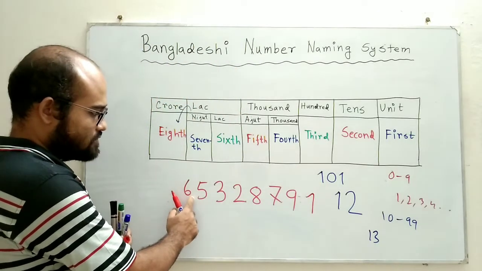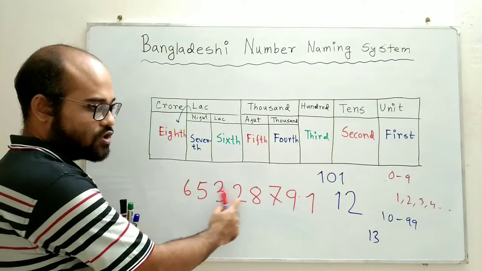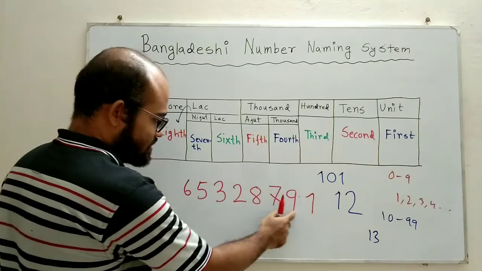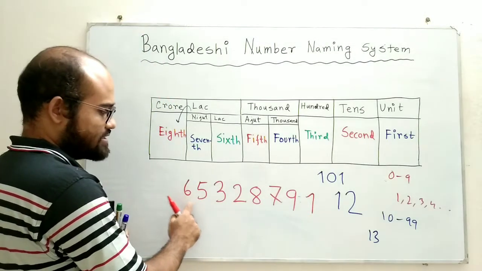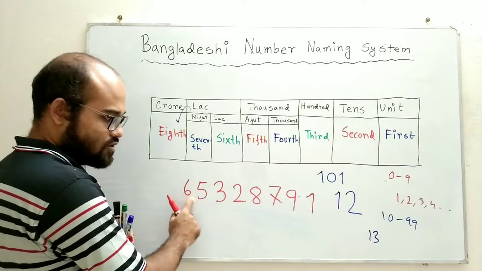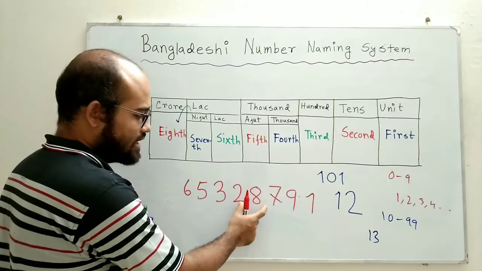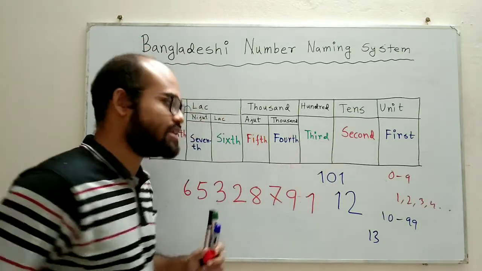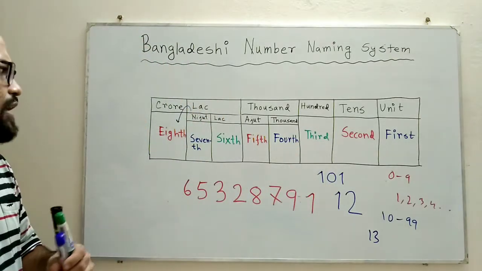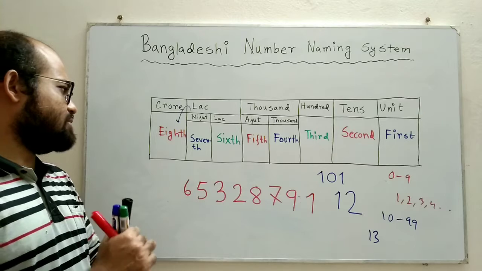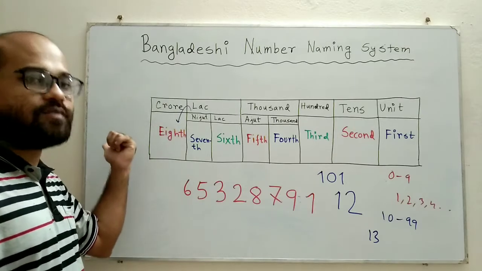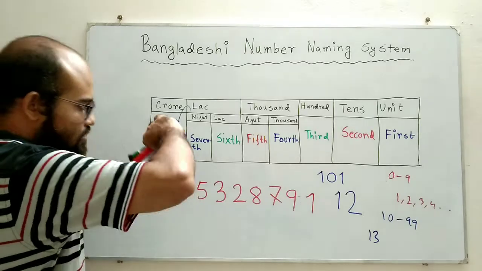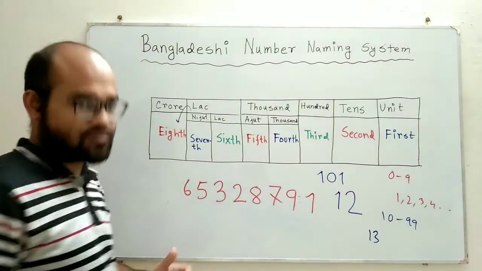6 crore 53 lakh 28,791. Let's take it again. Yes, 6 crore 53 lakh 28,791. And if you have numbers having digits after the 8th place, it is possible, then those digits are actually absorbed in crore and read as follows.